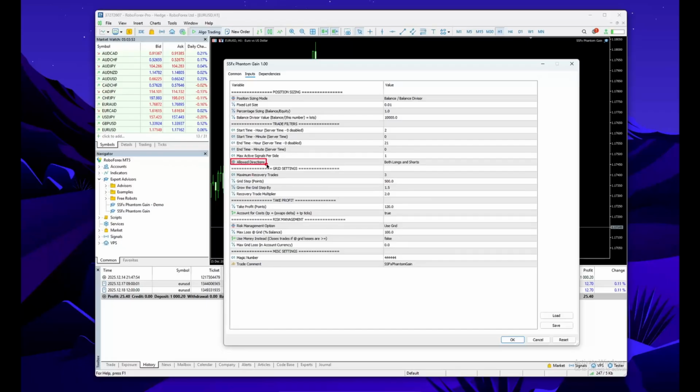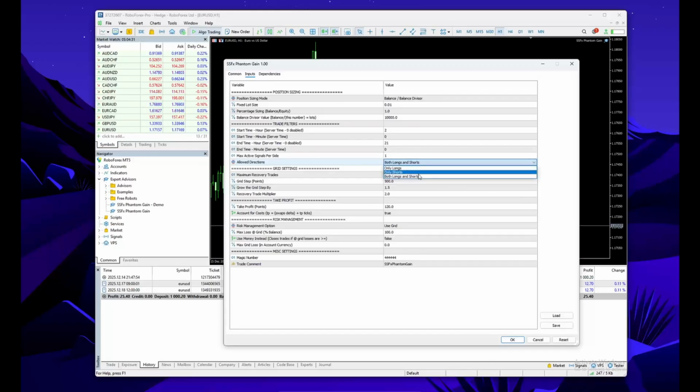Next, we have the allowed directions setting. In this case, this setting allows you to select whether you only want to take long biased trades, shorts, or both. In my case, since I'm using a hedging account, which you can get on most brokers, I have allowed it to trade in both directions. However, if you're using a netting account, or your broker does not allow hedging, I definitely recommend selecting one direction which you want to allow the bot to trade.